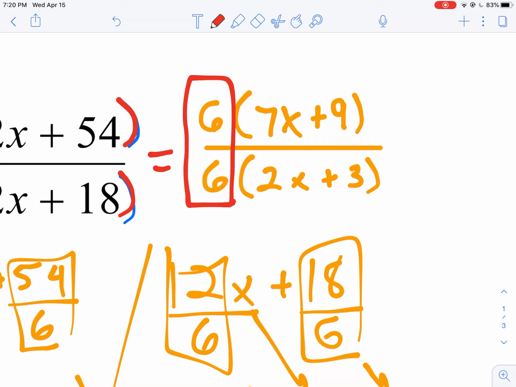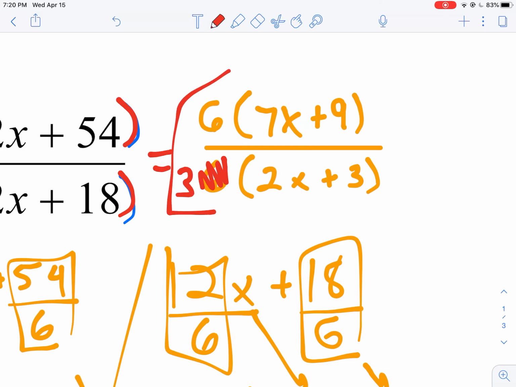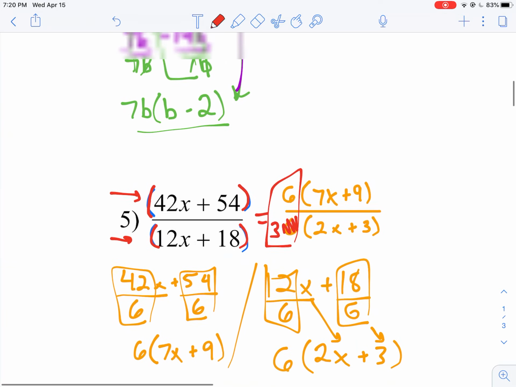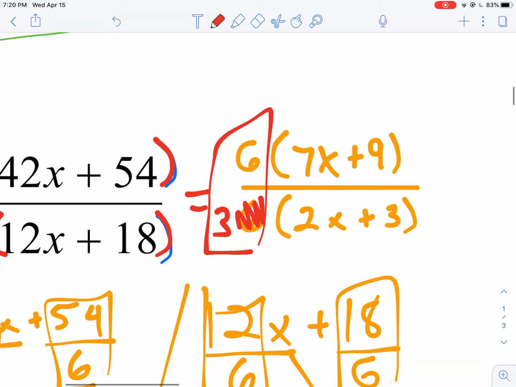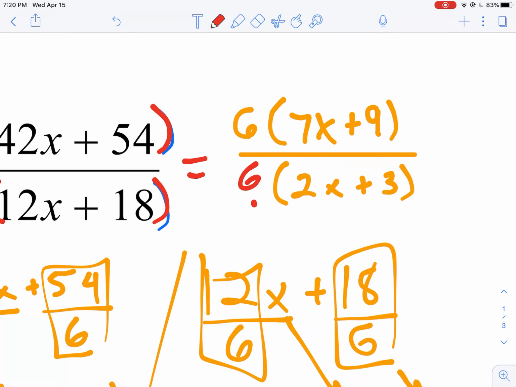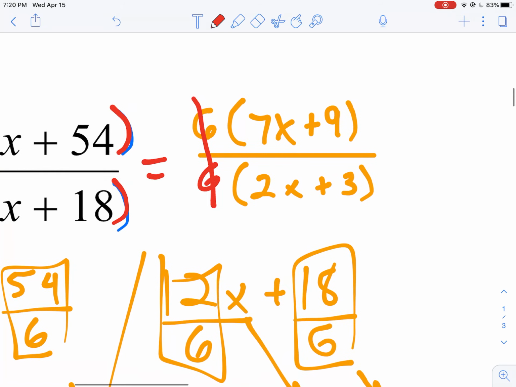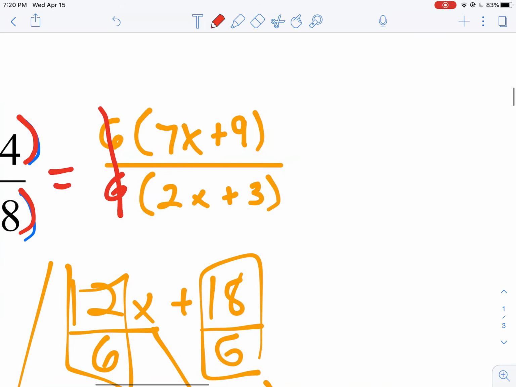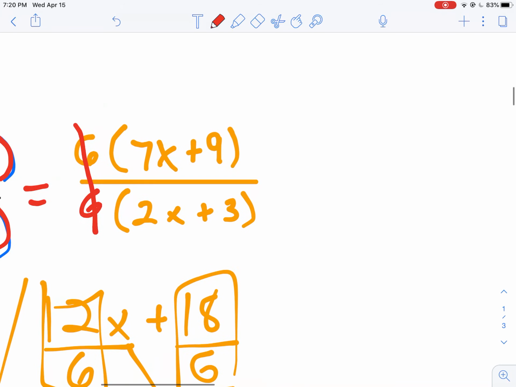If, for example, it was, and it's not, 6 over 3, we could still simplify that fraction just like we did in the beginning, because they are not part of an expression. They're outside the expression. That's why we factored out the 6 in both, so that I have something that I could possibly cross off or simplify. So our final answer is what's left.